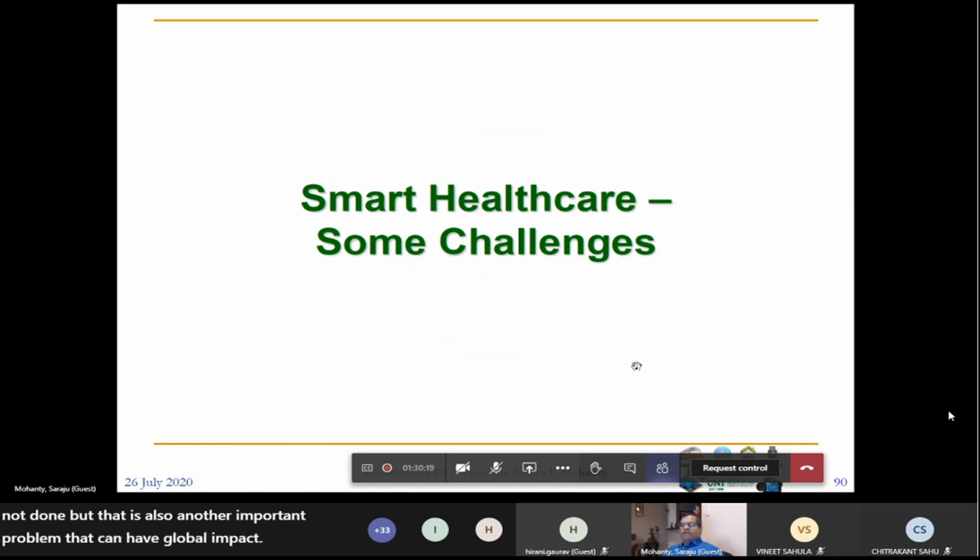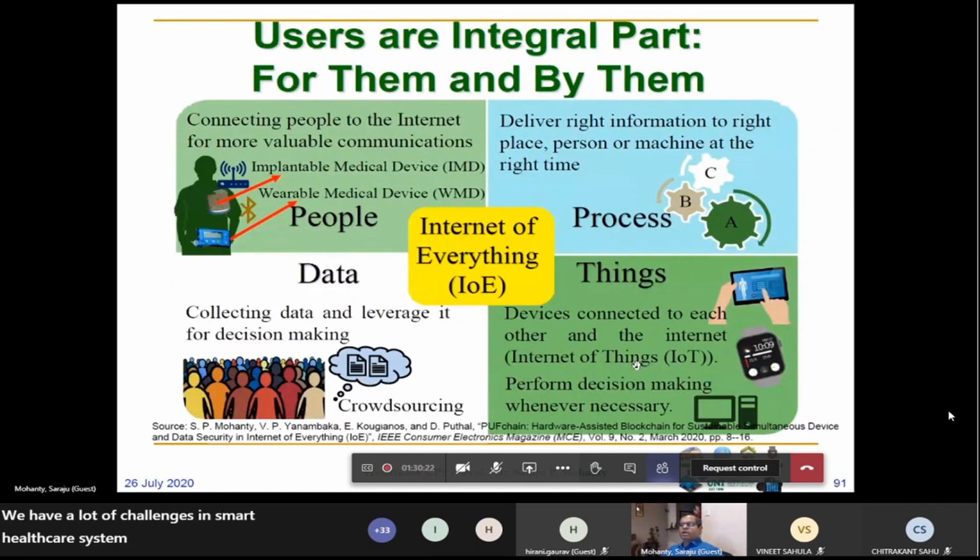We have a lot of challenges in smart healthcare systems. An important part is that the user is a part of the smart healthcare system. That is important in the sense that the user is participating in the healthcare, but that is also a negative side. The user is compromising his or her privacy, personal privacy, locational privacy, and so on. So it's a double-edged sword, what people call. We are part of it, and at the same time face the problem. So anyway, this needs to be addressed.